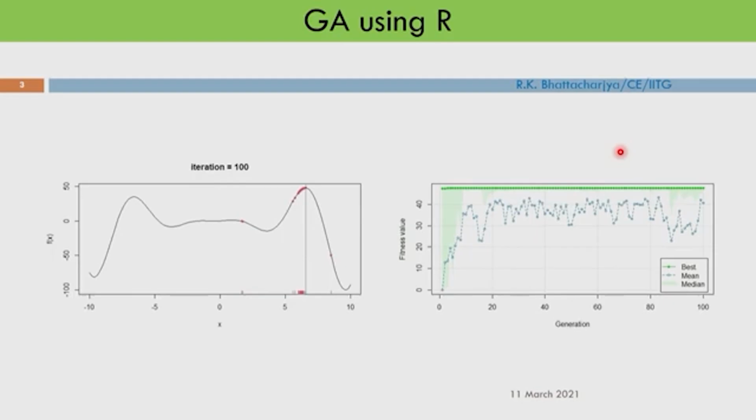This is the first problem we solve using genetic algorithm. We have given a maximum iteration of 100, and you can see that at 100 iterations all the solutions are near the global maxima. This figure shows the fitness versus generation curve, with the best fitness, the mean value and the median value. With the generation the mean value is increasing, and the best value is reached after a few iterations, maybe around 5-6. The mean value of the population keeps increasing with the generation.